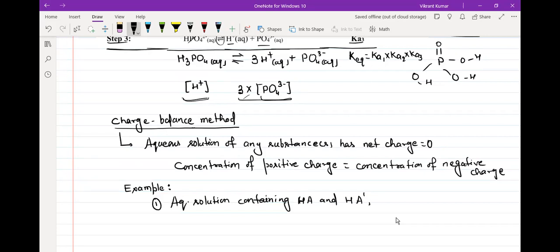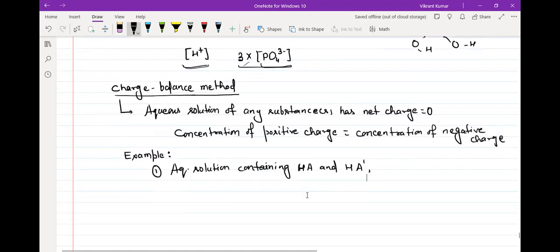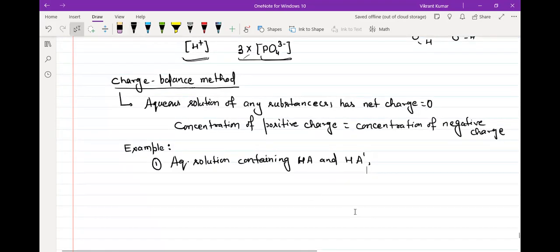Okay? What are the sources of positive charge? H plus. Anything else? No, right? H plus is the only substance which is bringing positive charge in the solution, and H plus is having just one positive charge, right? That's why we'll say 1 into the concentration of H plus will become the concentration of positive charge.